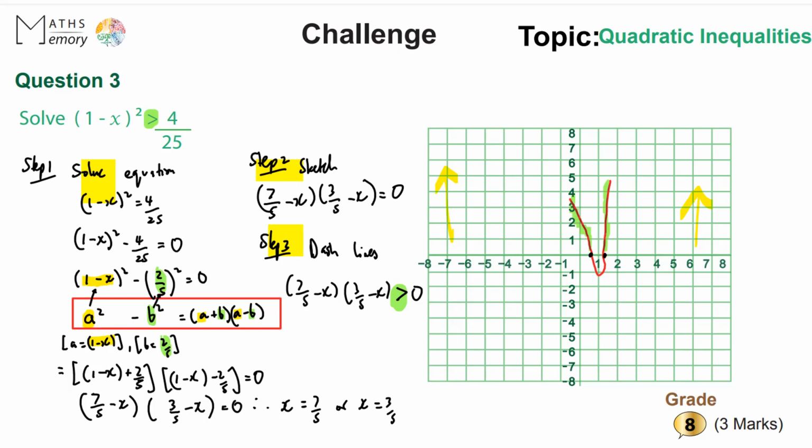Hence, you'd want all the values that are over here greater than this, or all the values that are less than this over here. So let's read off the graph. The dashed lines on the green bits, it'll simply be x is greater than 7 over 5, or x is less than 3 over 5. Those are your two values for this.